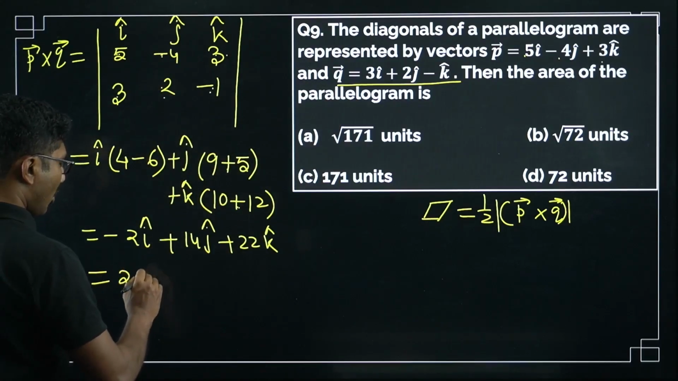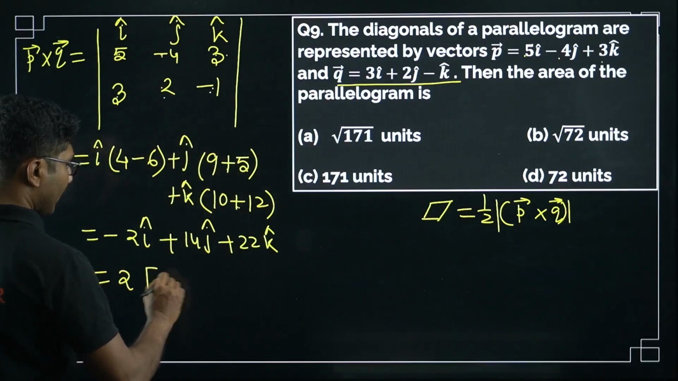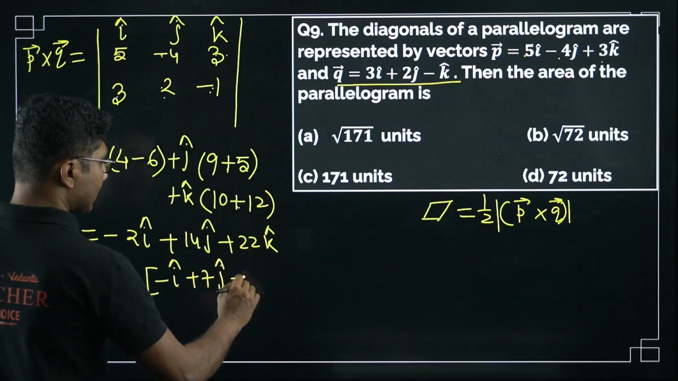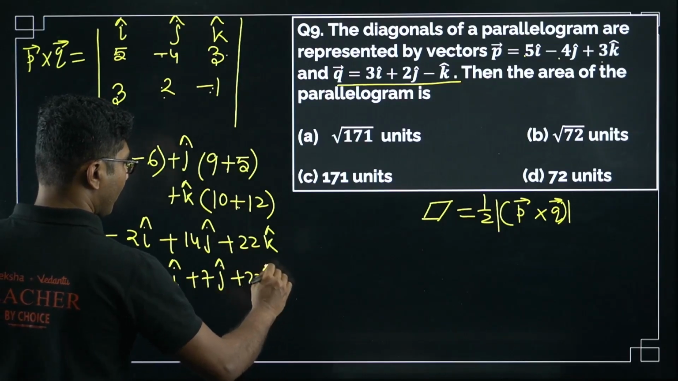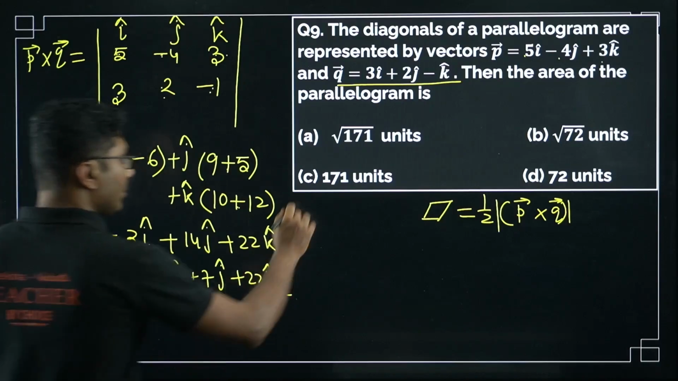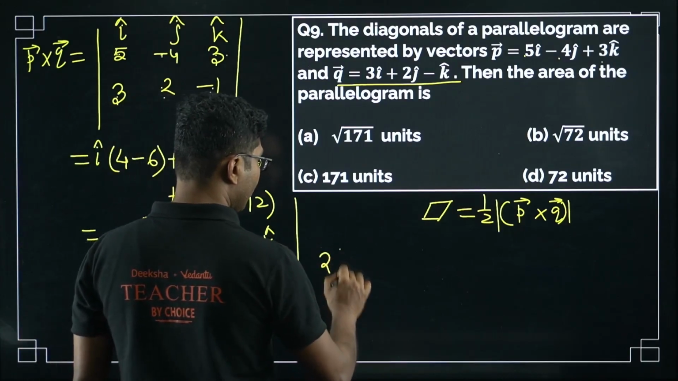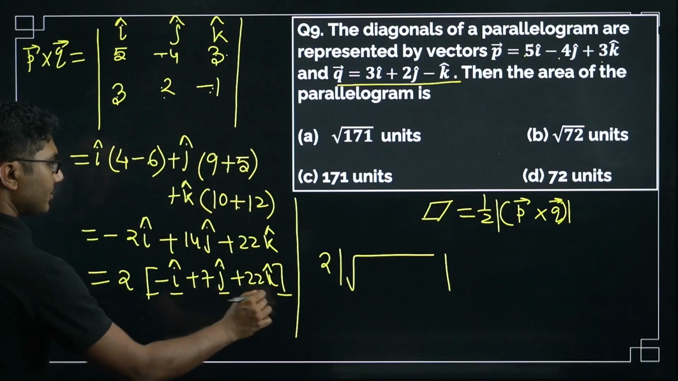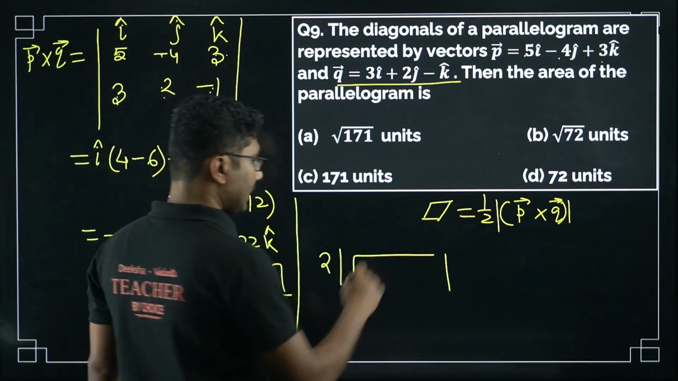Let us take the 2 common first. So we get minus i cap plus 7 j cap plus 22 k cap. So what is the magnitude? So magnitude is basically 2 into the square of all these terms and addition, and then square root of that.